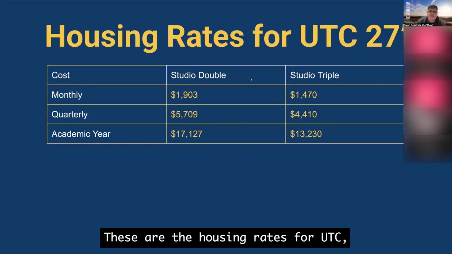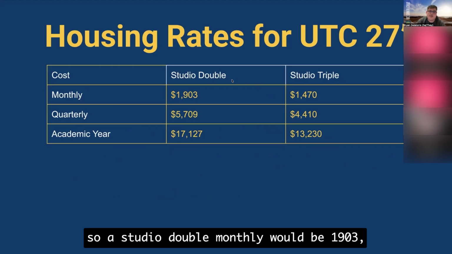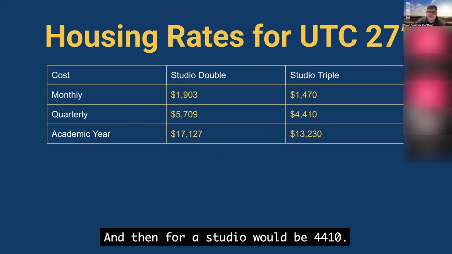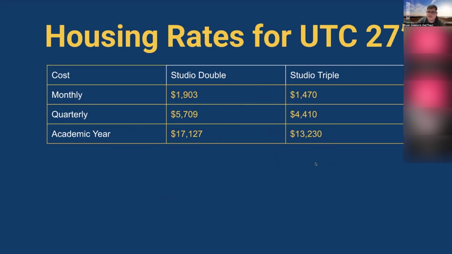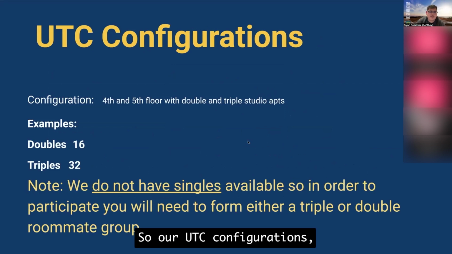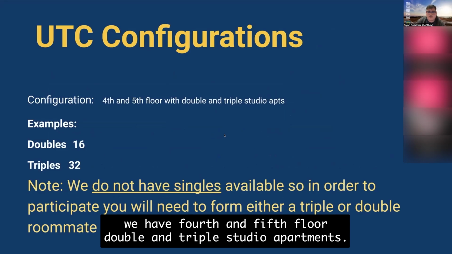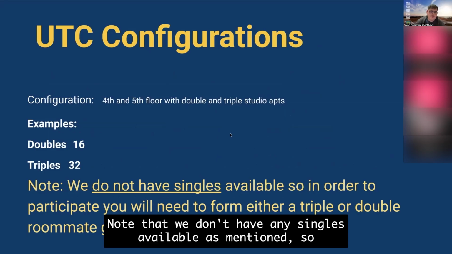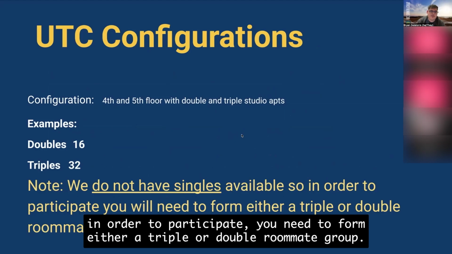These are the housing rates for UTC. So a studio double monthly would be $1,903. A studio triple would be $1,470. Quarterly would be $5,709. And then for a studio triple would be $4,410. So our UTC configurations, we have 4th and 5th floor double and triple studio apartments. We have about 16 doubles available and 32 triples available. Note that we don't have any singles available as mentioned, so in order to participate, you need to form either a triple or double roommate group.